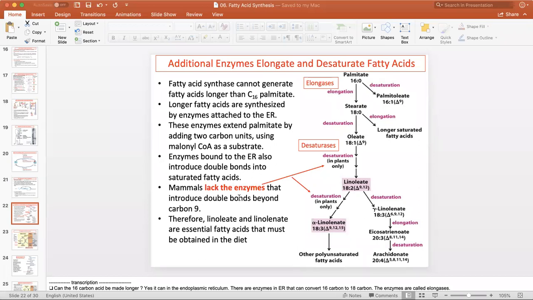Mammals lack the enzymes that introduce double bonds beyond carbon 9. I said a bit ago that we are not able to add double bonds. That's wrong, I take it back. I was trying to say that we are not able to form double bonds beyond carbon number 9. We can form them up to here, but beyond carbon 9, we cannot. That's why these are essential fatty acids. We take them from our diet. Therefore, linoleic and linolenic acids are essential fatty acids that must be obtained in the diet, so that we can use them to make other derivatives like eicosanoids, arachidonic acid, and so on. So this is basically elongating our palmitate beyond 16 carbons.